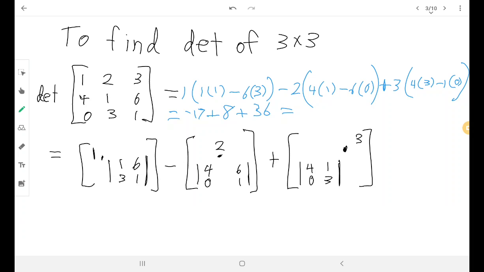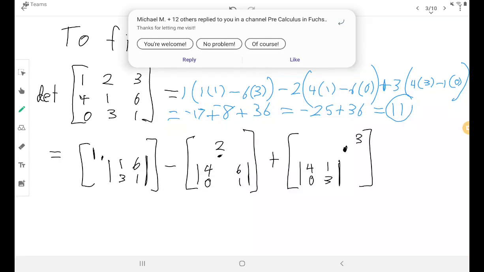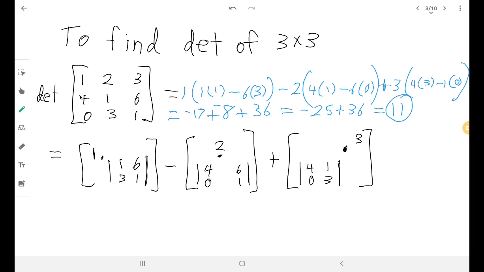And then we start putting things together. Let me change that minus 8 to a plus negative 8, because then it's really obvious that negative 17 plus 8 is, what is that, negative 25, I think, plus 36 looks like 11 to me. And so we get the determinant equal to 11. So that is the determinant of a 3 by 3 matrix.